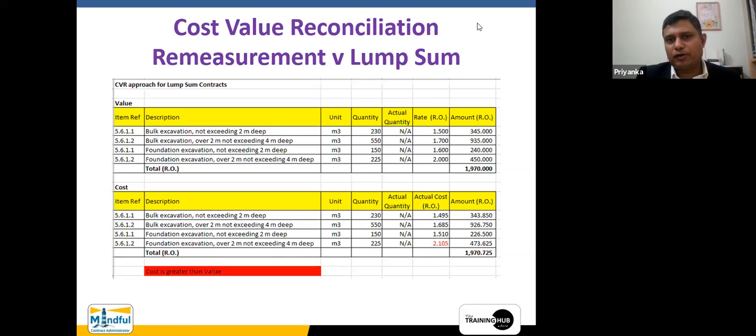When you go to the lump sum contract here, you can understand the actual quantity is of no importance to you because you are not remeasuring the quantities for the payment purposes, right? Therefore, you are expanding the quantity which is given in the contract with the actual cost which was incurred, right? And then you will understand, right? Actual rate which has been incurred is 1970, right?